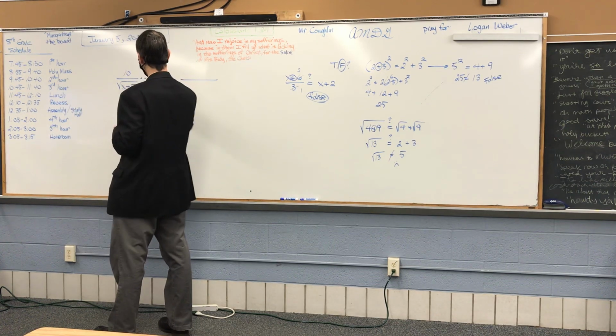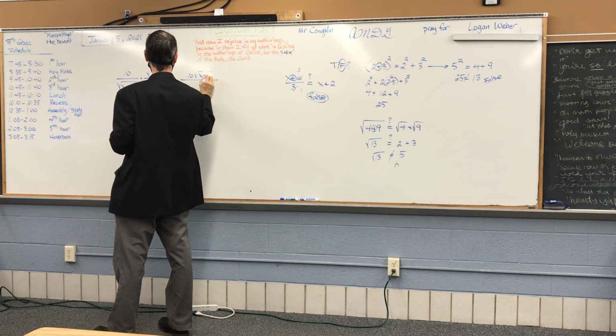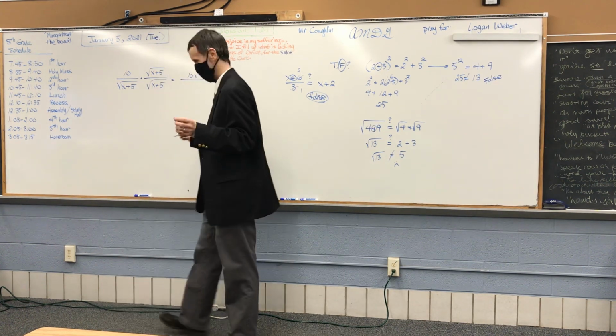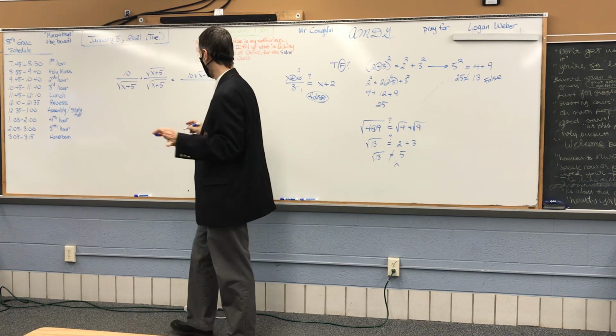What's the top look like? Radical x plus 4. Right, you don't have to distribute anything. As a matter of fact, don't. Distributing into a radical is really tricky, and I wouldn't advise it usually. And then what's the bottom?